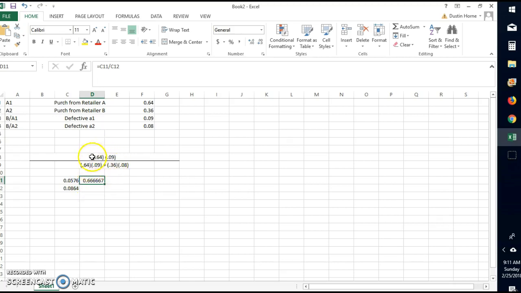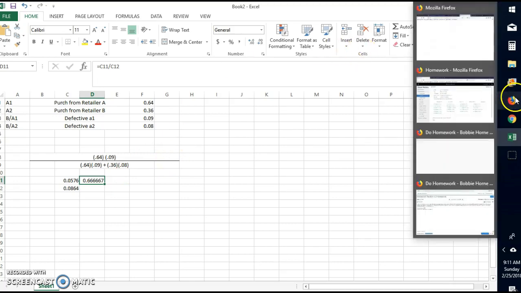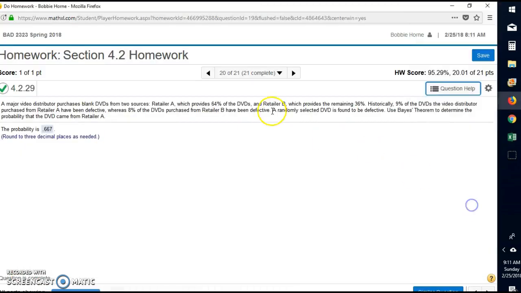So this is the formula. It's really not that bad. Whatever you can figure out what goes on top, it goes down here too, and it's always the probability of what you're trying to find. And then over here is the probability of B given A2, which is the one we're not trying to find. Let's look at the next one.